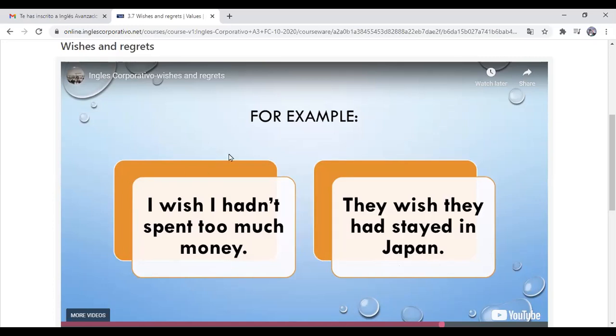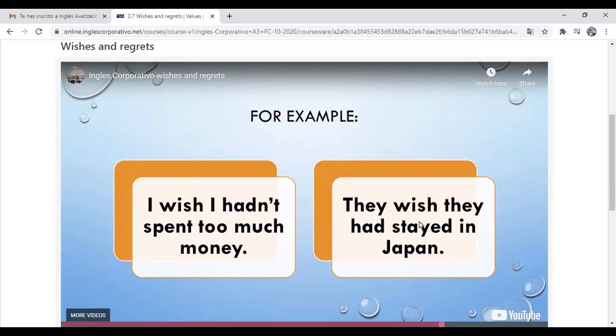Now, did this person spend too much money? Yes, he did. I wish I hadn't spent too much money. So that means that maybe last night... Exactly. Me gustaría no haber gastado. So the message is that the person spent too much money.